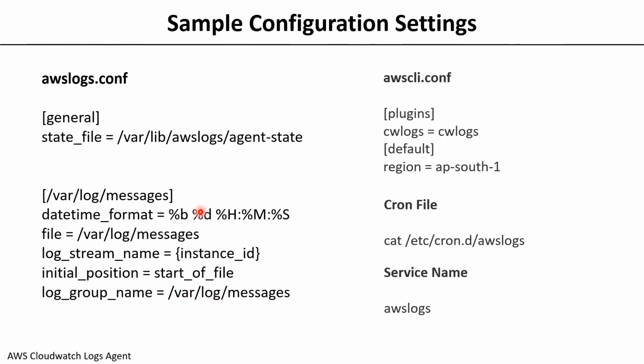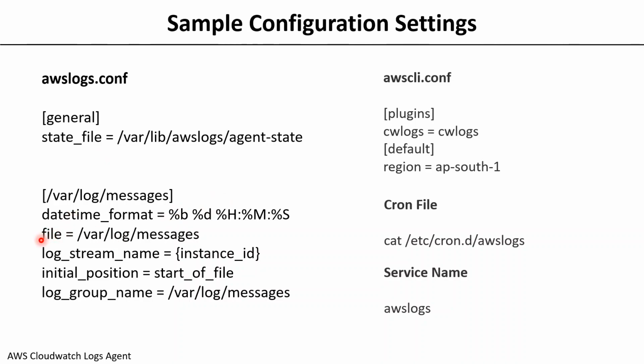This is the default one that it gives, and here %b stands for the calendar month of the year in three letters. If it is January, it gives Jan, and if it is February, it gives Feb. Then %d stands for the day of the month, 01, 02 depending on the date, and then hours, minutes and seconds. This is the date format that it follows for every log that it puts into CloudWatch.